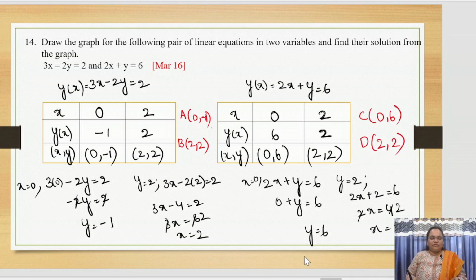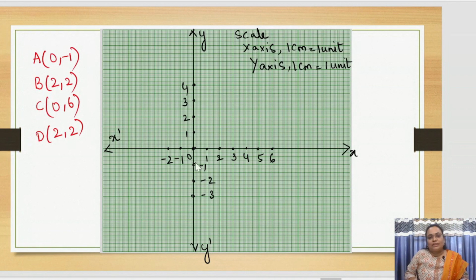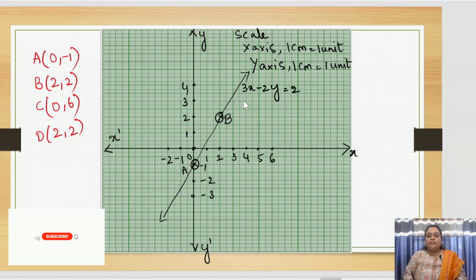Let us plot the graph. The first point is 0 and minus 1. 0 on the x-axis, minus 1 on the y-axis, which is here. Okay. The next one is 2 and 2. 2 on the x-axis, 2 on the y-axis, which is here. Okay. So let us join these 2 points. This is A point and this is B point. 3x minus 2y is equal to 2. This is the line 3x minus 2y is equal to 2.